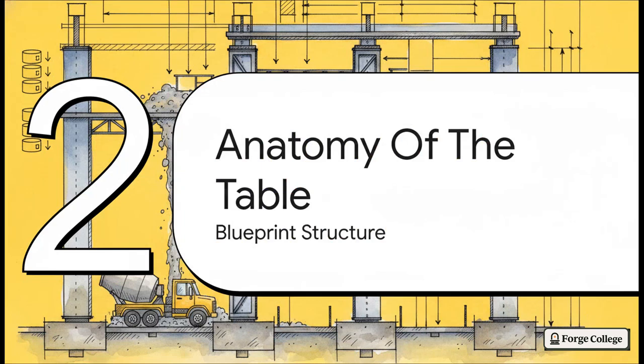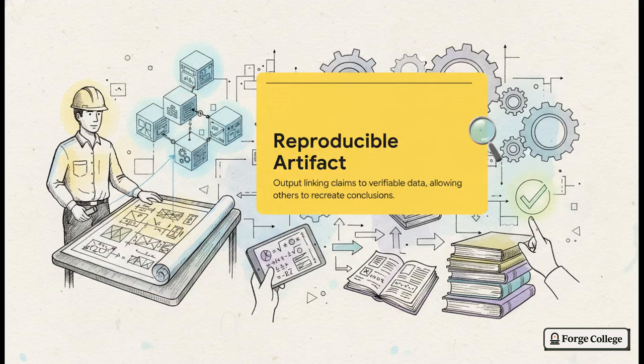Section 2. Anatomy of the table. Let's look at the structure of our blueprint. Before we start pouring any concrete, we absolutely need to understand our structural components. And the most crucial concept here is a reproducible artifact. What does that actually mean? Well, it means your documented output explicitly links your claims to verifiable data. If someone else, literally anyone, looks at your blueprint, they should be able to recreate your exact conclusions from scratch.